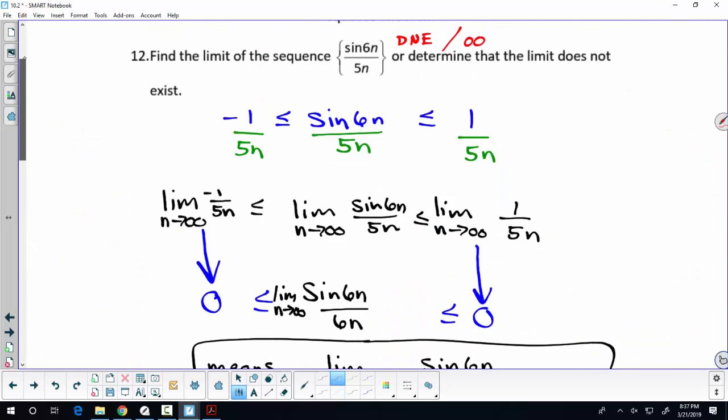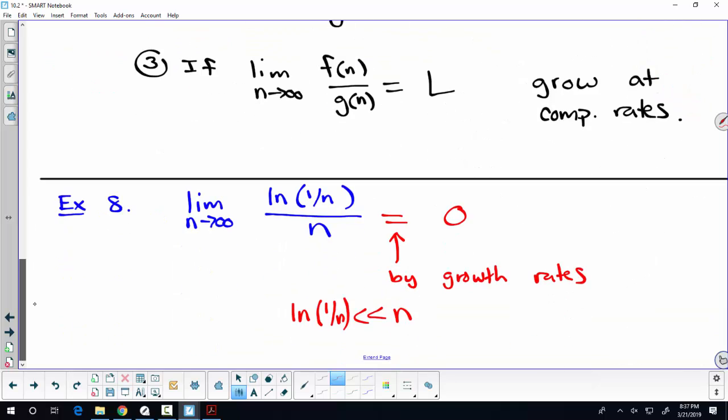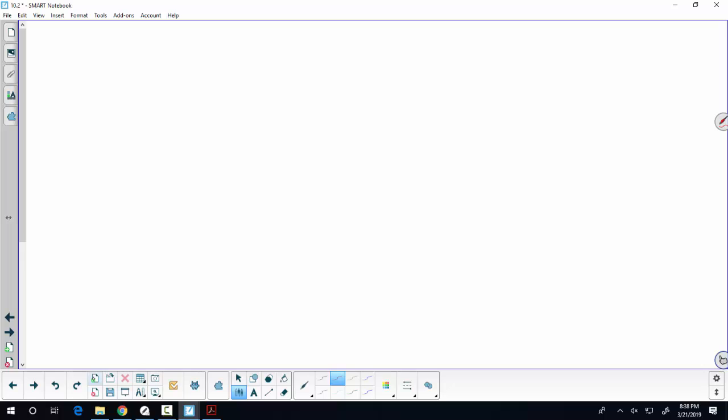You see how long this page is. I'm going to add a new page and continue with a couple more of these examples. So the limit as n approaches infinity of n to the 100 over 2 to the n. So 0.